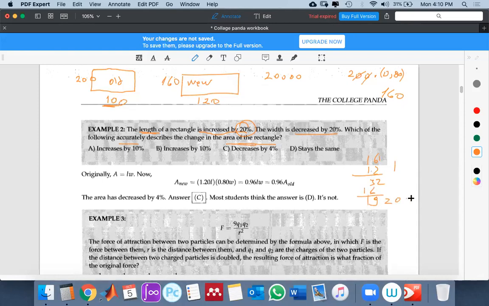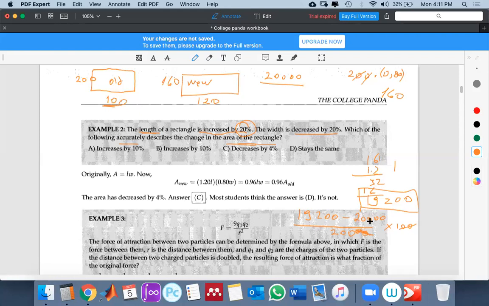So this is 19,200, and this is the old one, right? So old one, new one. So the question is increase or decrease. How can we understand? Remember, new value, which is 19,200, minus the original value, divide by the original value, times 100. So these two simplify.